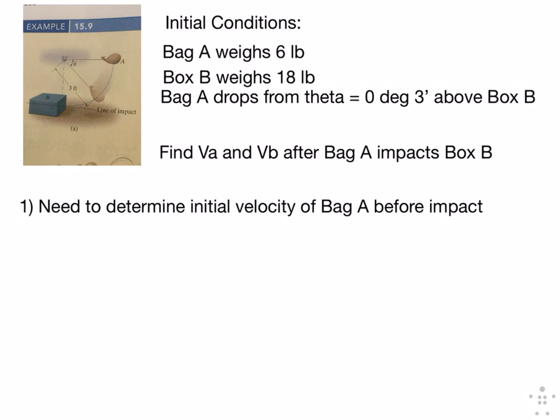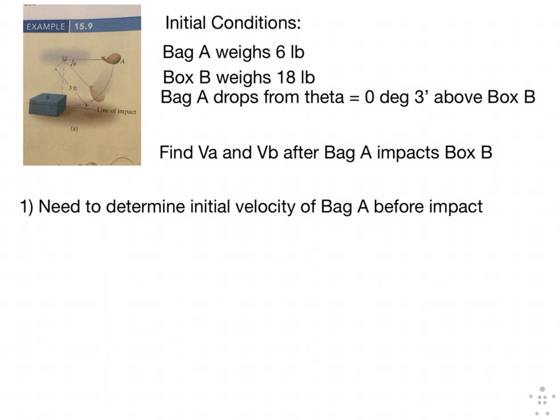So what we're going to do in this video is work through example 15.9 in your book. This is one of the first problems that we're going to solve on impact. We have a bag A that weighs 6 pounds, and it's being released from an angle of 0 degrees, 3 feet above box B, where it's going to eventually impact it. We need to figure out what the final velocities of A and B are after bag A impacts box B.